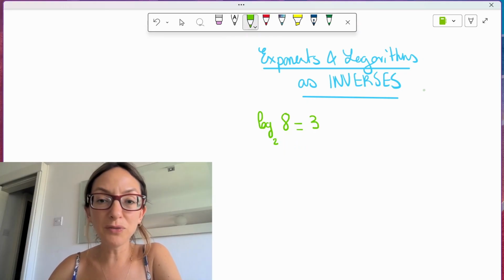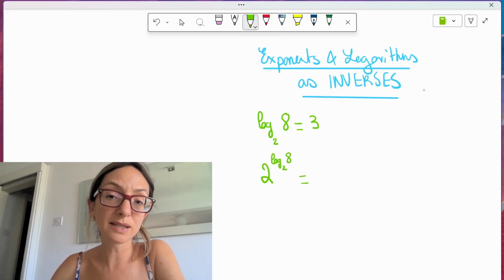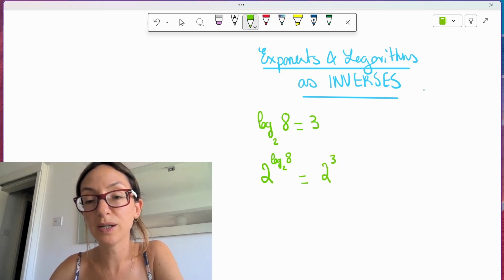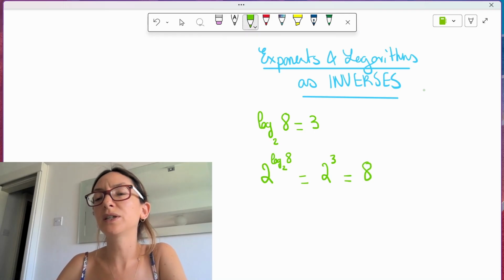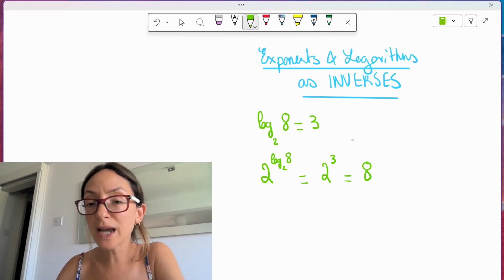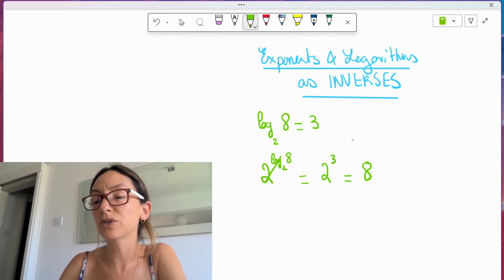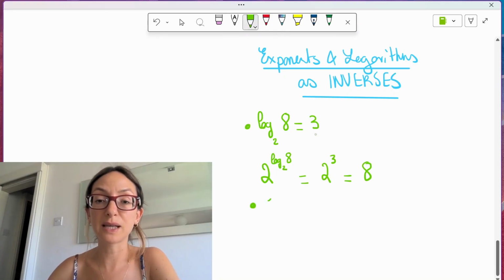All right, now what if I say, what is 2 to the power of log base 2 of 8? So let's substitute. Log base 2 of 8, we just said, is equal to 3. So that is 2 to the power of 3, and that gives us 8. If you're observant here, you will see that what we got is exactly what we have here. So it kind of seems like this 2 and this log base 2 canceled each other out, which is exactly what happened.